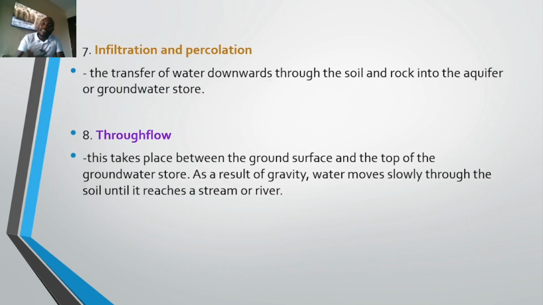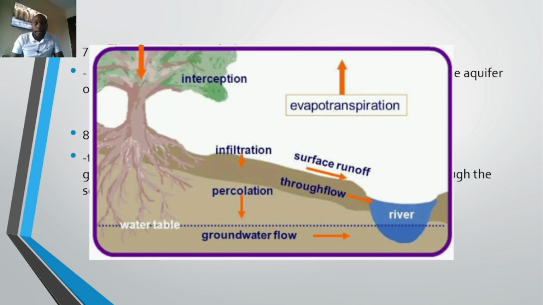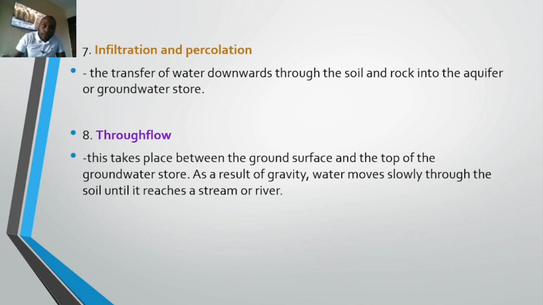Okay, so it actually moves as a result of gravity. You see, it is kind of moving slowly through the soil until it reaches a stream or a river, or we can even reach a lake. So that's what we call through flow, just below the soil, not on top of the soil. On top of the soil, we're talking about surface runoff or overland flow. But through flow, we're talking about just below the soil, before you reach the top of the groundwater store. The movement of that water as a result of the effect of gravity, that's what we call through flow.